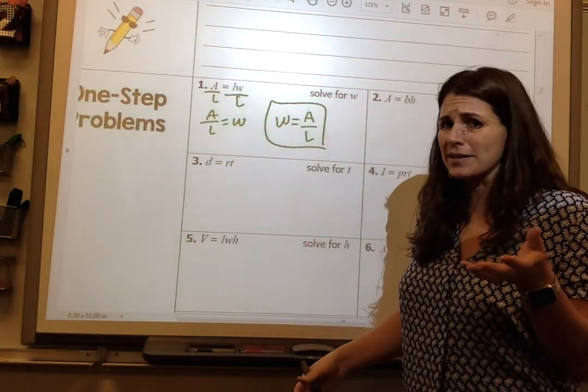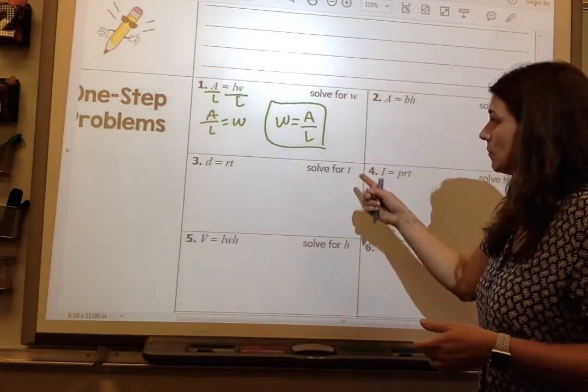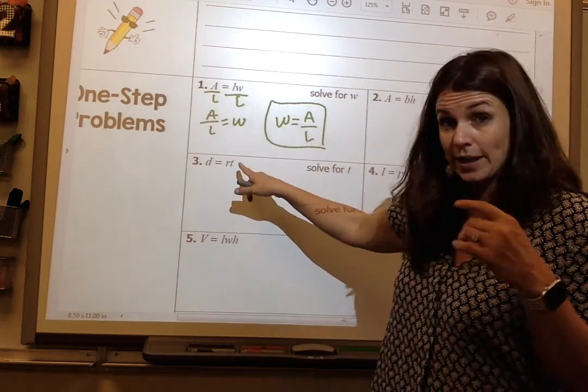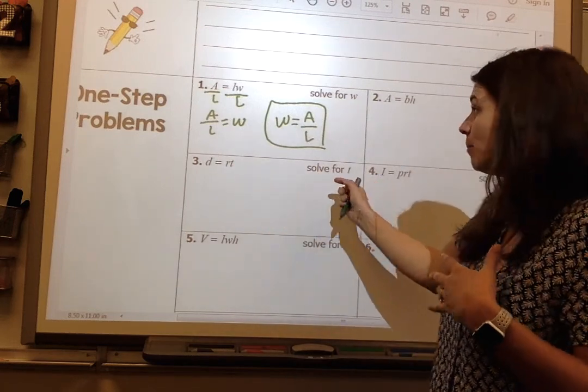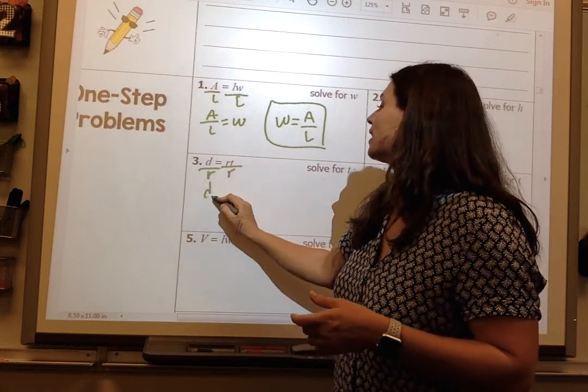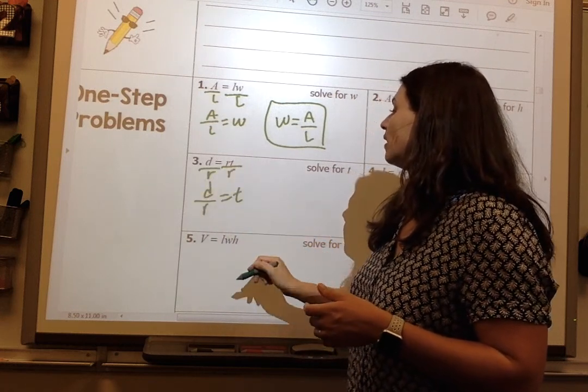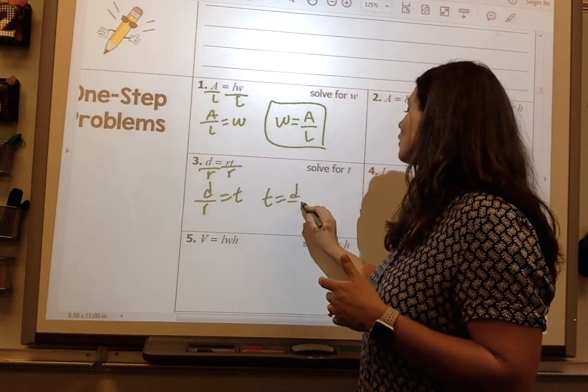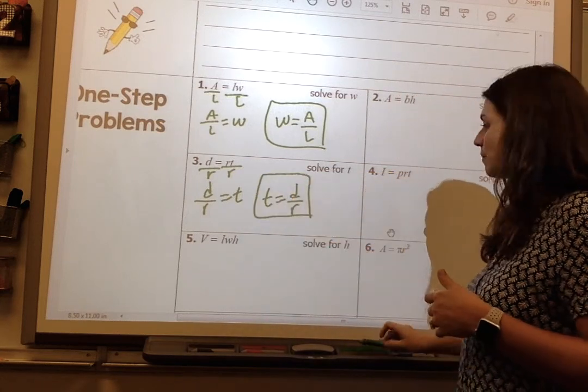Okay? So we can change formulas. In fact, I think you did this in science with density. So if I'm solving for distance equals rate times time, and I want you to solve for time, I'm going to divide both sides by R, and I get D over R equals T. So time equals distance over rate. And that's my final answer.